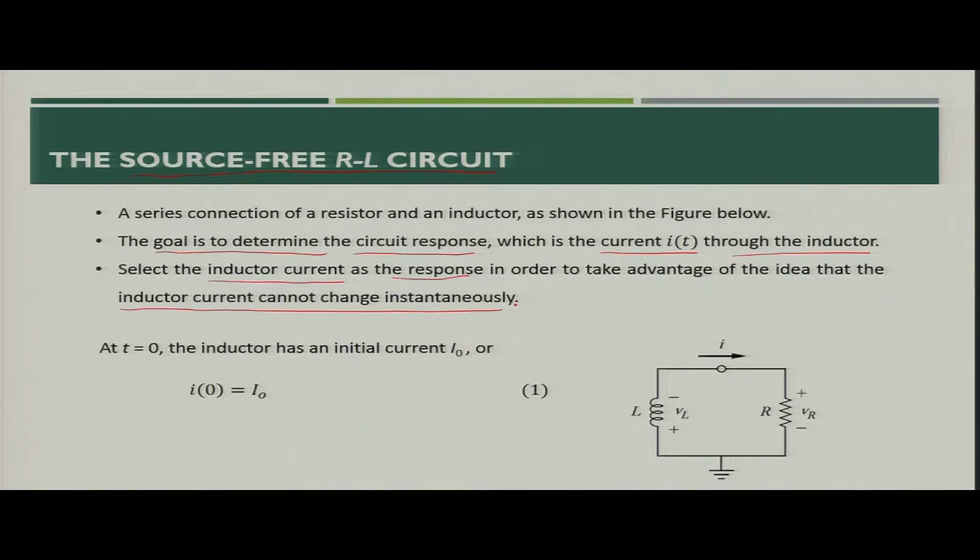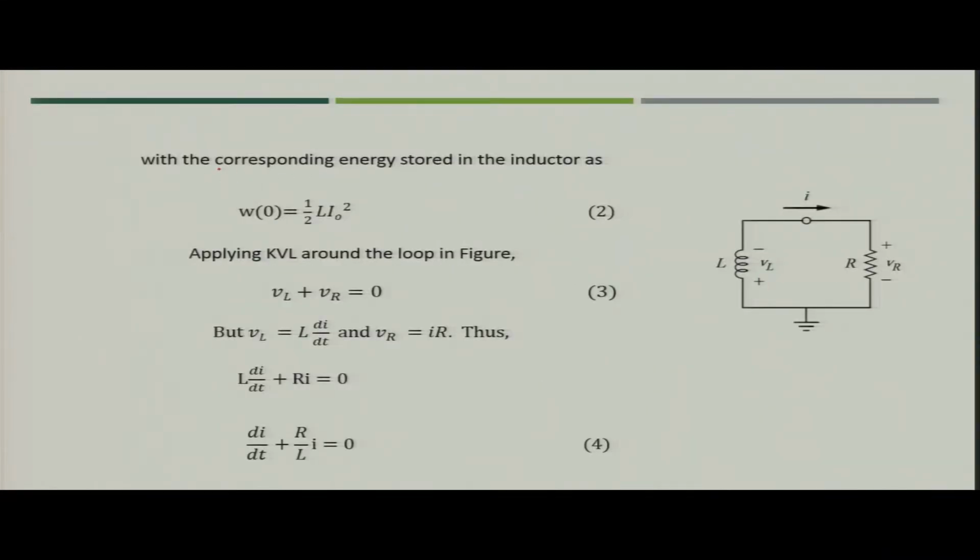Similar to the RC circuit, where the capacitor voltage cannot change abruptly, here the inductor current cannot change instantaneously. Let us assume that at time t equal to 0, the inductor has an initial current I naught, so i at t equal to 0 is I naught. Let us analyze the circuit. The energy initially stored in the inductor is w at t equal to 0, which is half L I naught square.